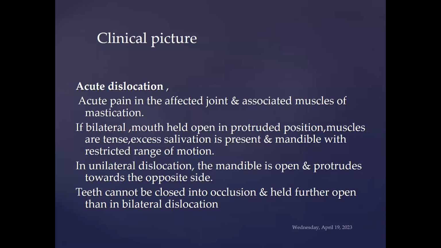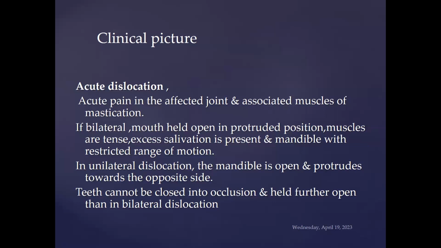The teeth cannot be closed in occlusion and are held further open. They won't be able to get a bite properly. So they won't be able to bring the teeth into occlusion, and it is held further open than in bilateral dislocation. Understood? In acute dislocation, there will definitely be pain in the affected joints and associated muscles.